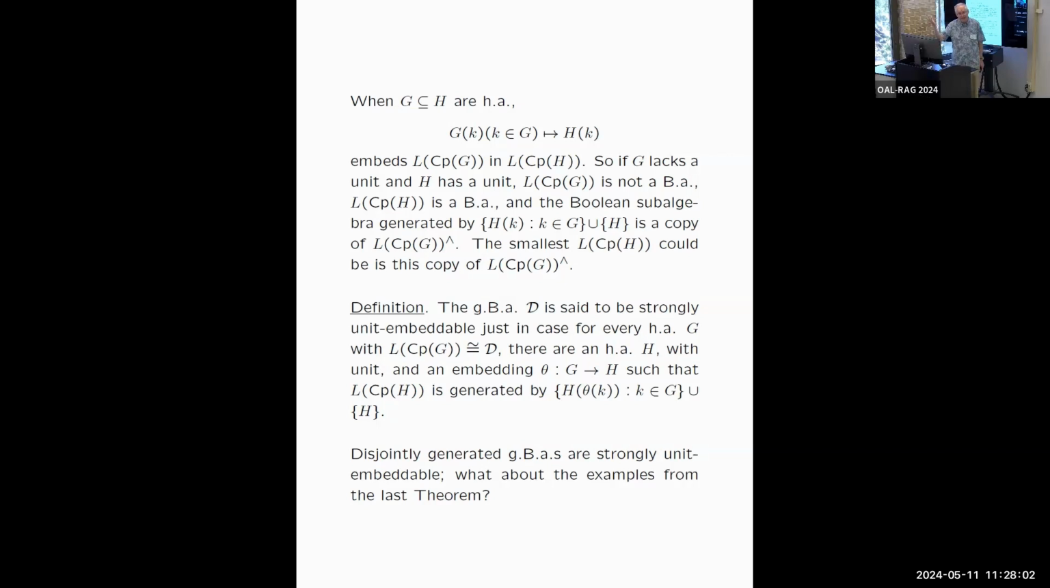However, if you look at all the H K's with K in G, that's a copy of G's distributive lattice. And if you take the unit of this Boolean algebra associated with H, and close off the set under the Boolean operations, you get a copy of the Boolean algebra associated with G's distributive lattice. So that's the smallest H's Boolean algebra could be. But it might be bigger.